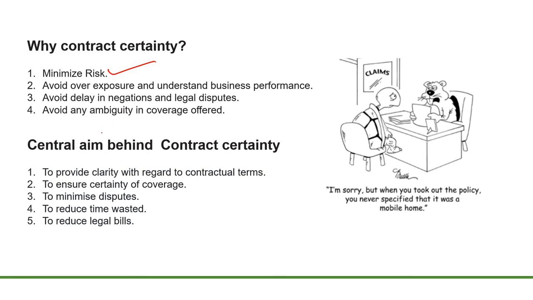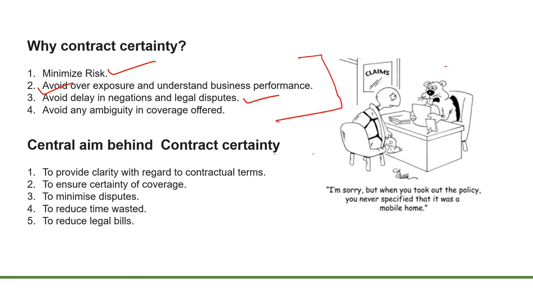Now, the second important part: uncertainty over exposure for underwriters leads not only to reserving risk but also inability to understand the business performance properly. Now, the third important problem is to avoid the delay in negotiation and legal dispute. Lack of contract certainty leads to delay in negotiation and legal dispute, and this generates a higher cost and slower movement of cash. Finally, the lack of contract certainty means that the policyholder does not have clarity on the coverage when they purchase the insurance coverage.